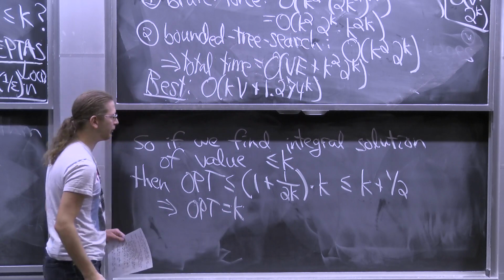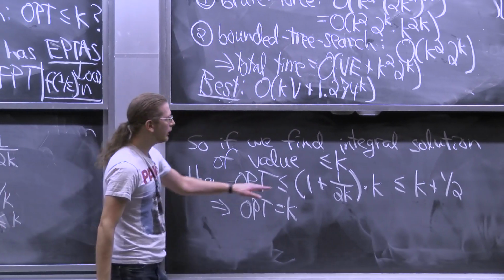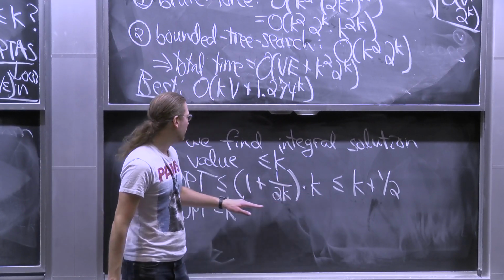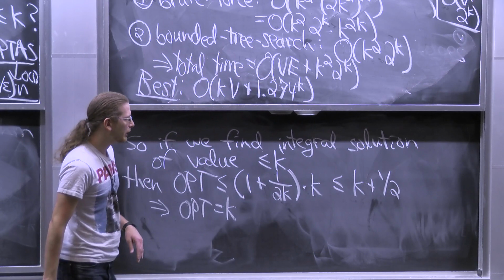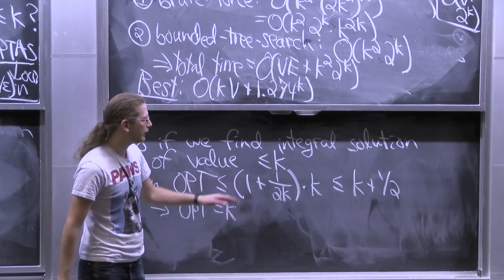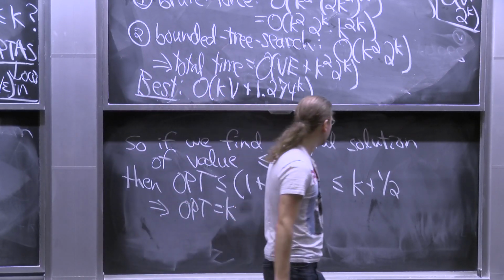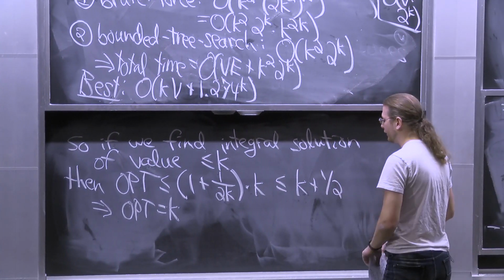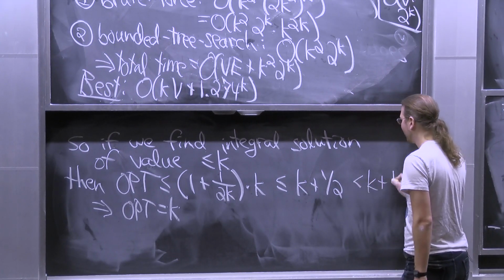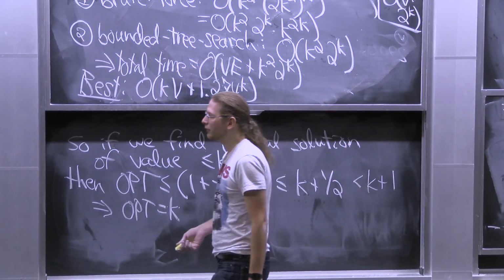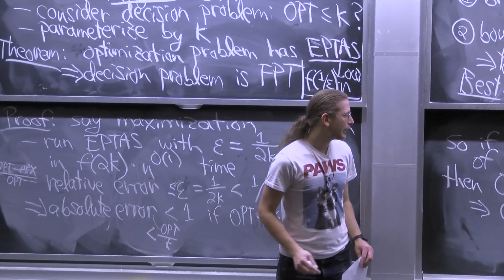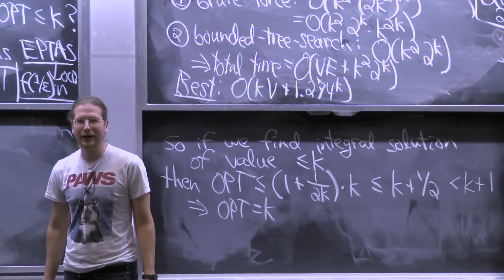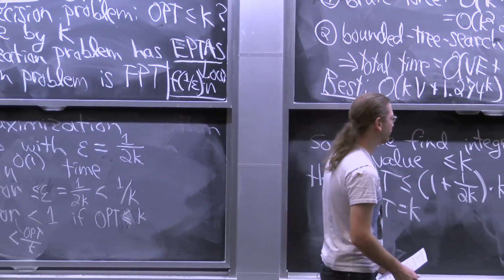Okay, this is basically doing the computation again in another way. But we had 1 plus epsilon. Epsilon was chosen to be 1 over 2k. And then k was the solution value that we found. And so we have this relation between opt and the thing. And this works out to exactly k plus 1/2. So this is, again, strictly less than k plus 1. And so if we assumed that opt was less than or equal to k, it must actually be equal to k, because there are no integers between k and k plus 1/2. I probably could have done that shorter.